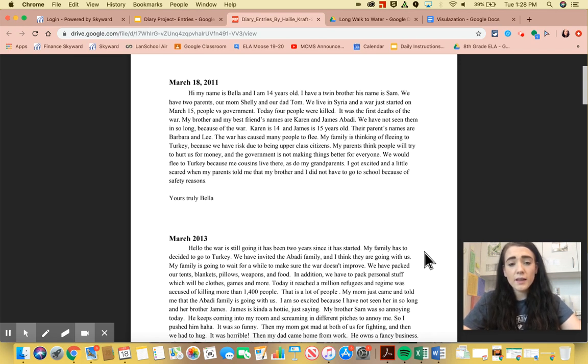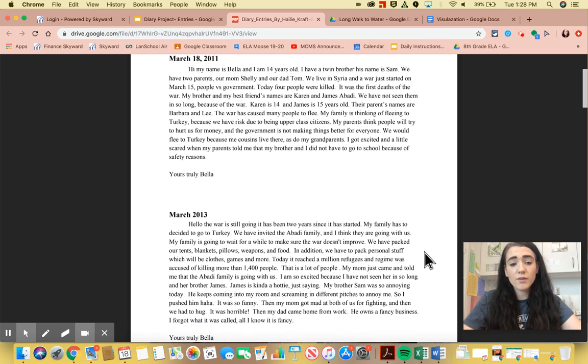My family is thinking of fleeing to Turkey because we have risk due to being upper-class citizens. My parents think people will try to hurt us for money, and the government is not making things better for everyone. We would flee to Turkey because my cousins live there, as do my grandparents. I got excited and a little scared when my parents told me that my brother and I did not have to go to school because of safety reasons.